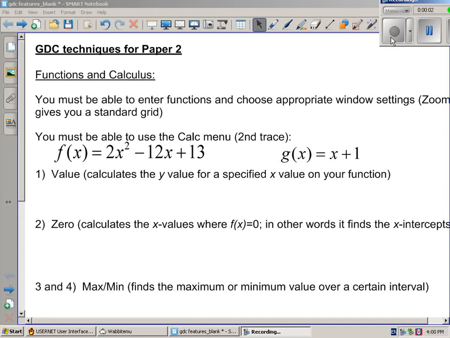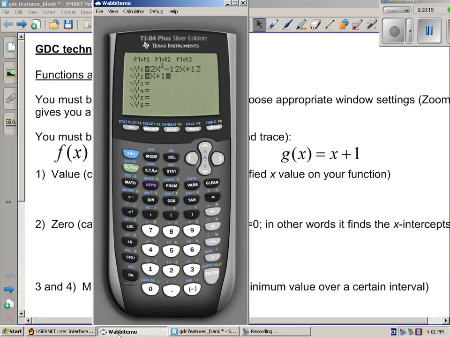Hi folks, we're taking a look at GDC techniques for paper 2 for your IB Math Standard Level exam. This presentation will show you pretty much everything you'd need to get by, but in a lot of cases there's another way to find it on your calculator. I should mention that this is geared towards the TI-84 calculator, with the new operating system, OS 2.55. If you don't have it, it's probably worth getting for your calculator because it makes a few things a little bit easier.